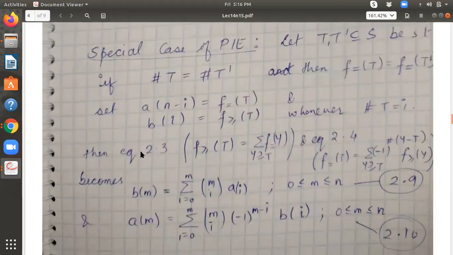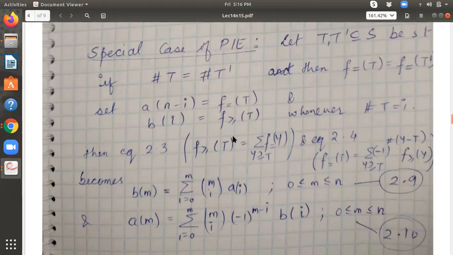Okay, so then equation 2.3, which was that f greater than or equal to of t is the summation of f equal to of y, where y contains t. And equation 2.4, which is the reverse of this by the principle of inclusion-exclusion, which is that f equal to of t is the summation of minus 1 raised to the cardinality of y minus t, f greater than or equal to y, where the summation runs over all the y's that contain t. So these two equations now can be rewritten as this. And what it really says is, first we are writing this equation, so f greater than or equal to t. So this is b, right? So b of m, what is this m? We'll see within a moment.